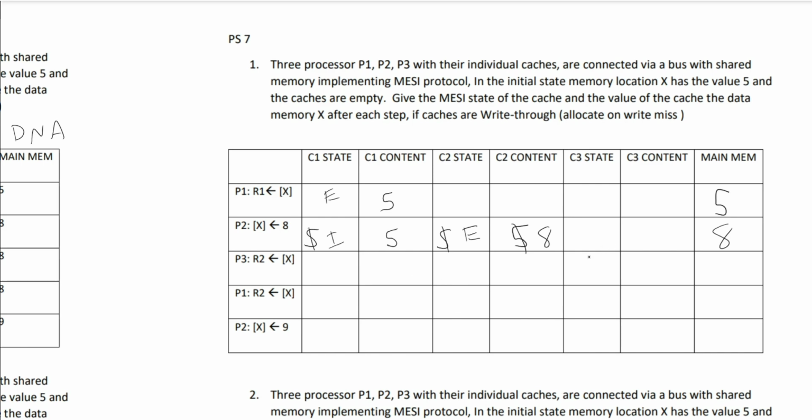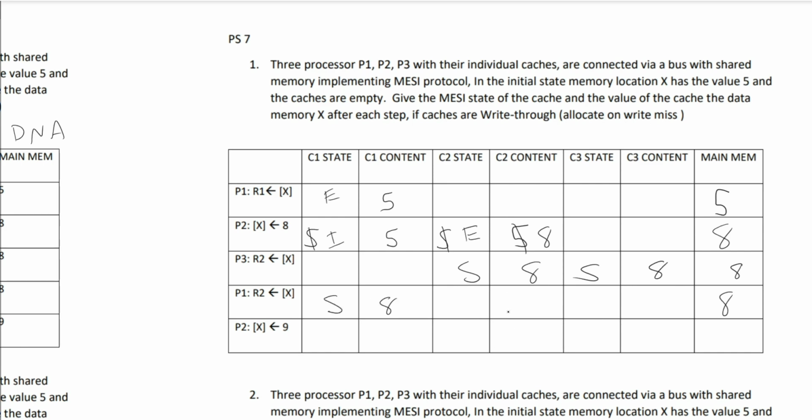So then processor 3 has to read, and then the other caches snoop. Cache 1 has an invalid, so don't care. Cache 2 does have it, so it'll share it when it snoops. So this will be 8. It'll be shared and 8, I think. And then processor 1 is going to read. So the same thing happens again, shared and 8.